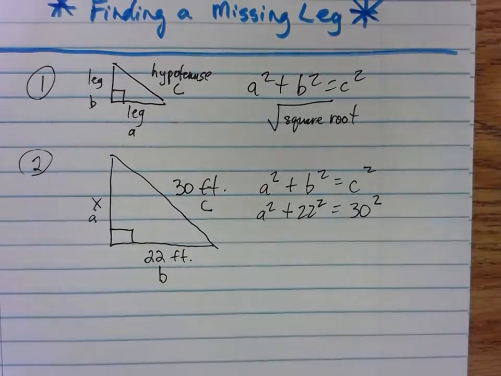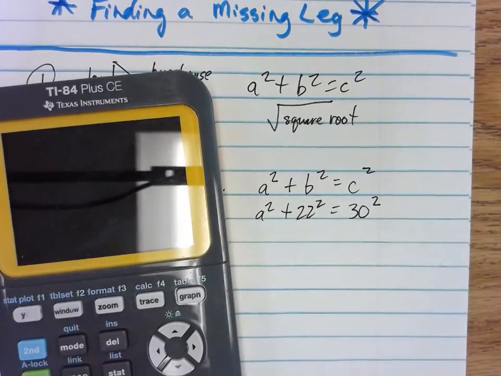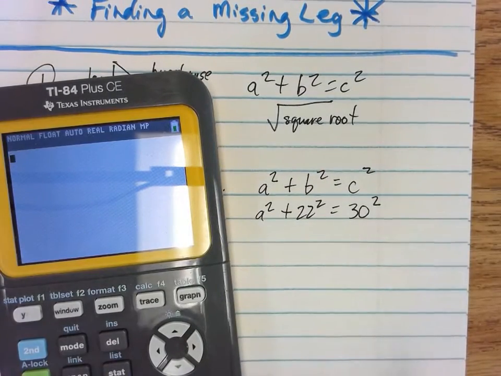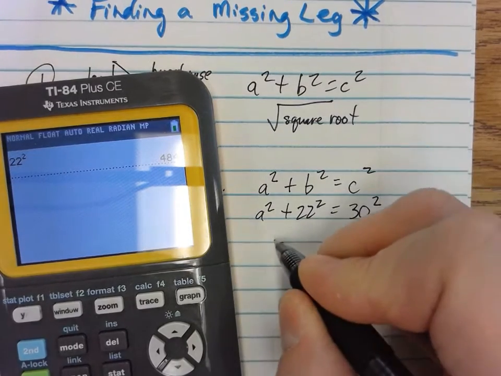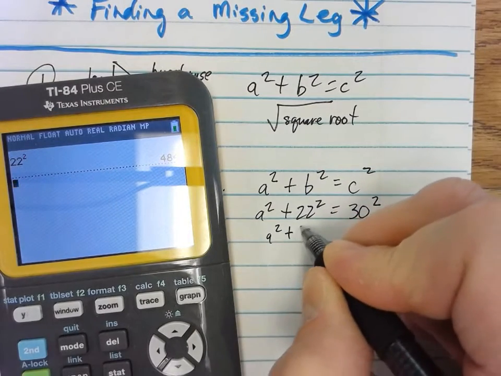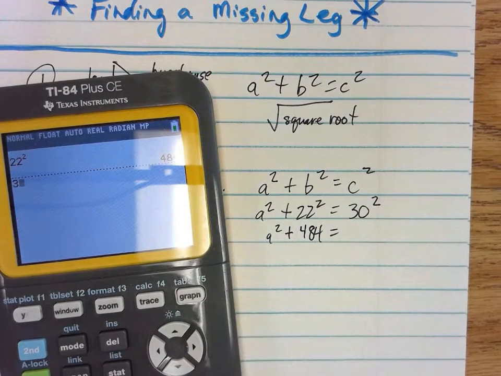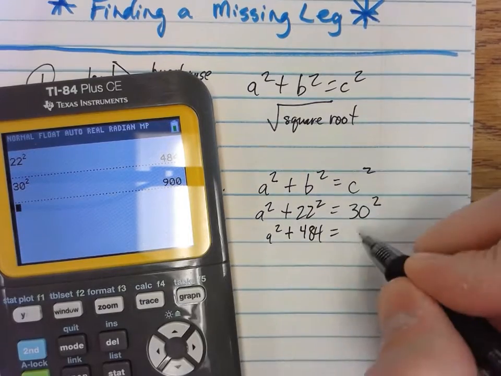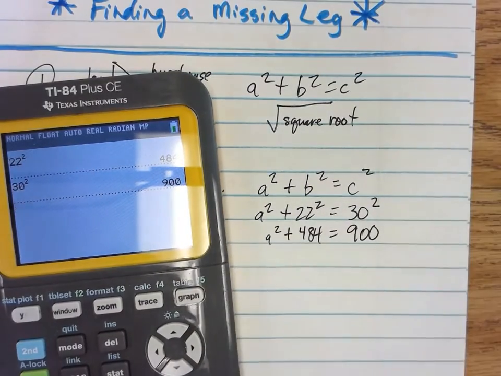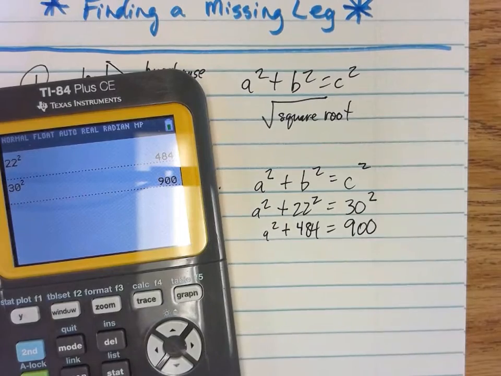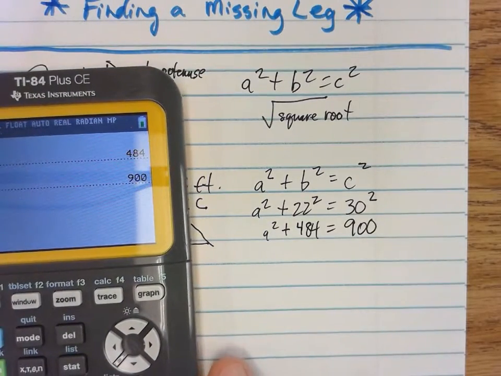So now, I'm just going to go ahead and do those on the old calculator here. So let's pull it out, make sure we got everything working here. So we got 22 squared, that'd be 22 times 22, so that's A squared plus 484 equals, I think I know what 30 squared is. I think it's 900. But I'll check, make sure. Yeah, 900. 30 squared, 900. So now I've got A squared plus 484 equals 900.